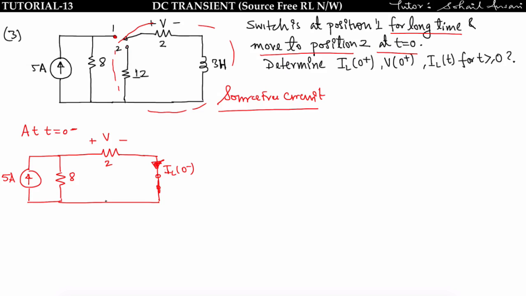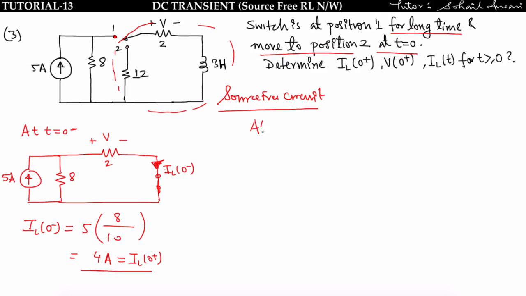We can easily find IL of 0 minus since the 5 ampere current source is connected in parallel with the 8 ohm and this 2 ohm. So we will apply the current division rule to find IL of 0 minus, which is given by 5, the total current, multiplied by the resistance of the other branch, 8, divided by 10. You will get IL of 0 minus is equal to 4 ampere, and that is equal to IL of 0 plus. Why? Because an inductor won't allow a sudden change in current.